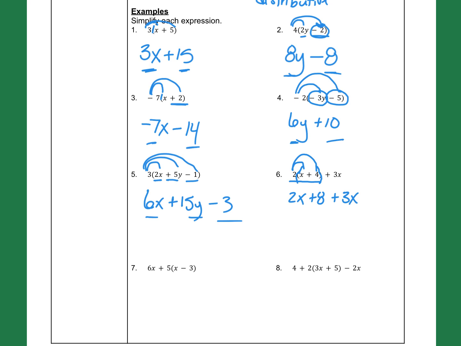And now if I look at it, I notice, well, I have like terms. I've got a 2x and a 3x. Because they're like terms, I can add those together and say, well, that's 5x. And the 8 doesn't have a like term, so it just stays plus 8.